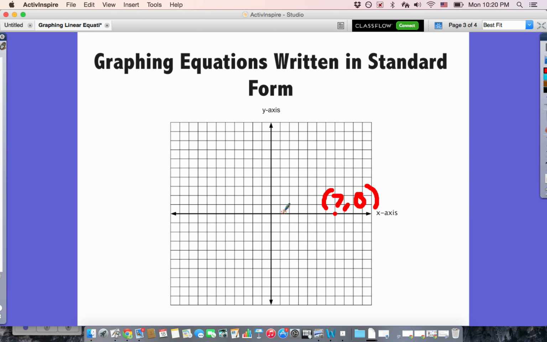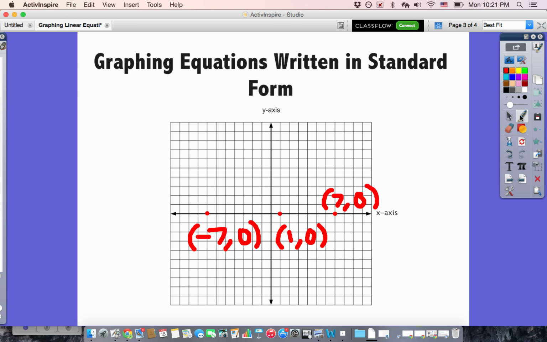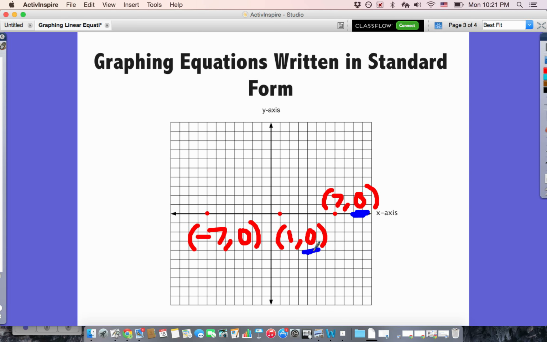Okay, what about this point right here? That would be 1, 0. All right, now what would this be? Okay, 1, 2, 3, 4, 5, 6. Nope, that's also 7. So this would be negative 7, 0. Okay, so now what do all our points that lie on the x-axis have in common? As you can see, the y value of our ordered pair is 0 for all of them.